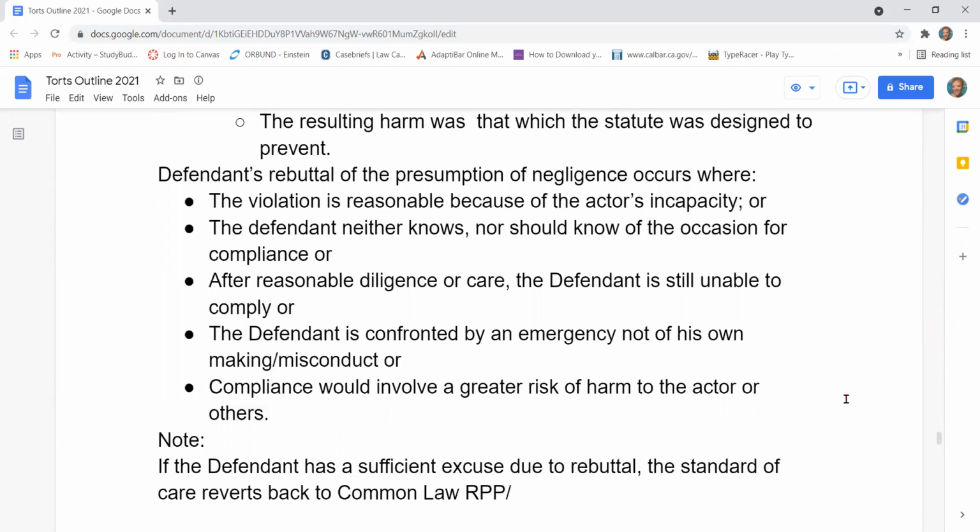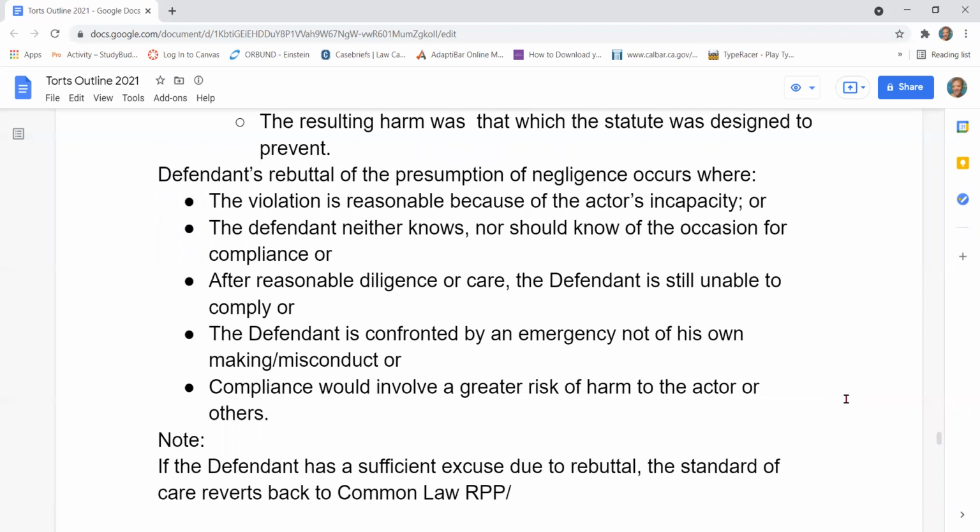Defendant's rebuttal of the presumption of negligence occurs when the violation is reasonable because of the actor's incapacity, or the defendant neither knows nor should know of the occasion for compliance, or after reasonable diligence or care, the defendant is still unable to comply, or the defendant is confronted by an emergency not of his own making or misconduct, or compliance would involve a greater risk of harm to the actor or others.